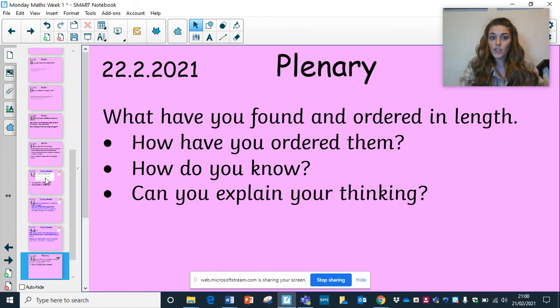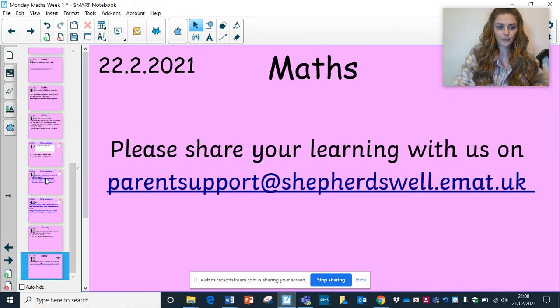So here's a plenary, just what have you found and ordered in length? What have you found out today? How have you ordered them? And then how do you know it's the shortest? How do you know it's the longest? And why have you ordered them in that way? And can you explain your thinking? That's really important that you can explain what you have been learning today. Okay, so what about ordering length?